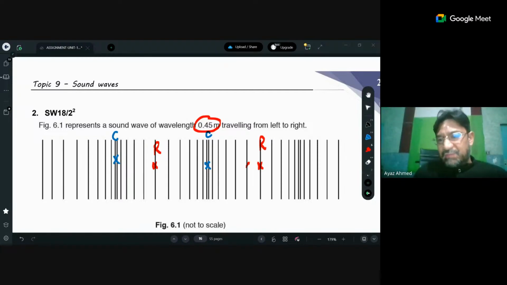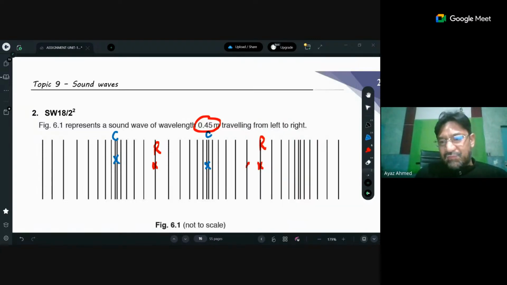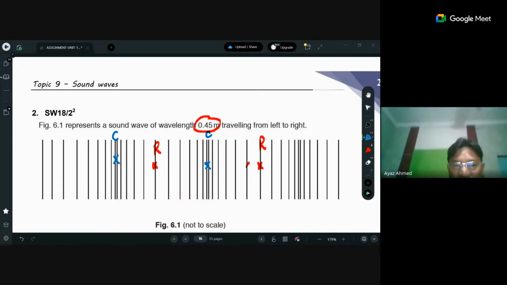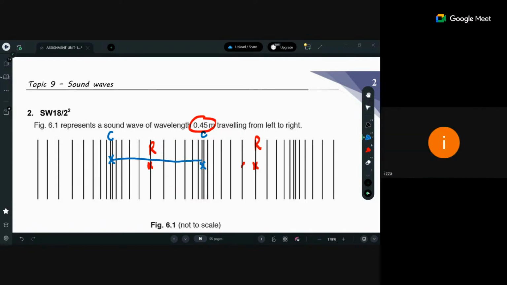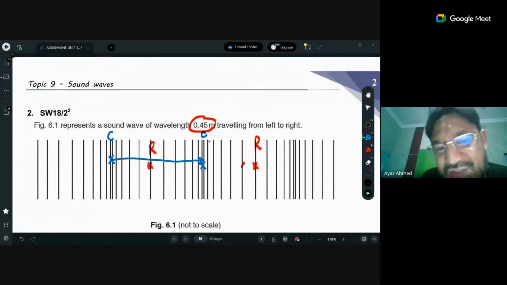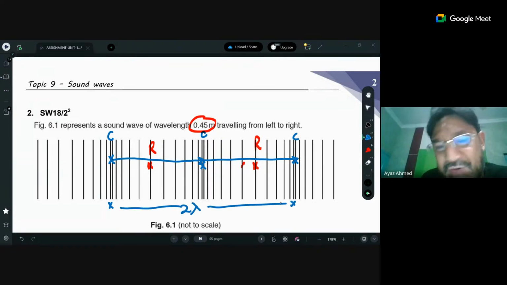So can you tell me where would be the wavelength? What should I draw for the wavelength? The wavelength is between two consecutive compressions or rarefactions. Yes, this is your 0.4. So you are asked to draw 0.9. Actually, you are supposed to draw a line between two compressions, from this point to this point. So this line is actually your 2 lambda. So you are supposed to draw that 2 lambda.